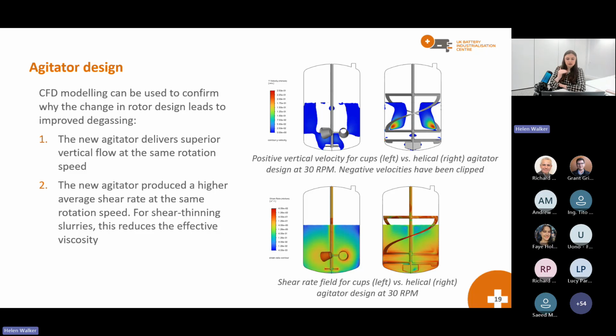And then in the bottom image, you will see the shear rate in the vessel is much higher with the helical design. Now, battery slurries, I mentioned earlier, are shear thinning. So as you apply a force to them, the viscosity drops. And this is advantageous for degassing, because if we're shearing that slurry more, its viscosity is decreasing. And so those bubbles can rise more freely. So actually the change in agitator design works twofold.